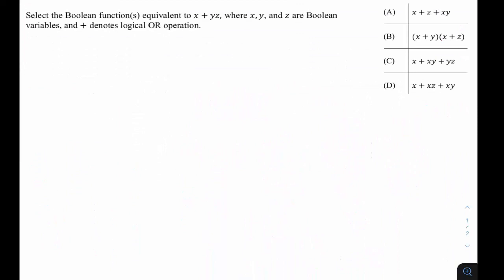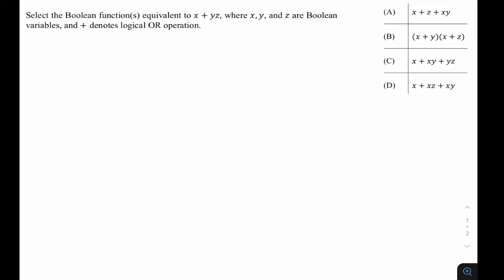This question is asked in EC GATE 22. This is from digital subjects and from Boolean algebra topic. The question is, select the Boolean functions equivalent to x plus yz, where x, y and z are Boolean variables and plus denotes the logical OR operation. By observing this, there is a possibility that it can be an MSQ question. That means more than one option can be correct.